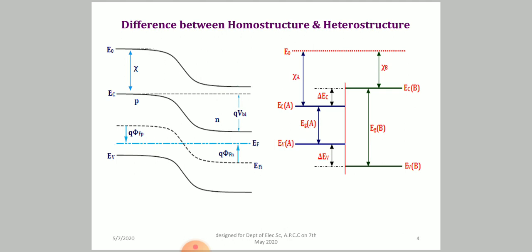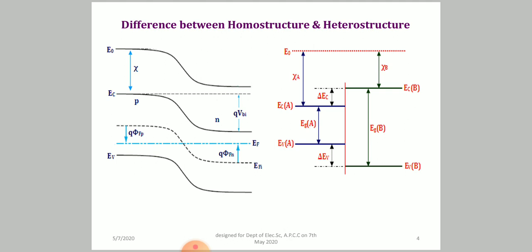Now compare the two diagrams. In the previous case, you are bending the vacuum level. In this case, you are keeping the vacuum level constant. And there is no requirement of Fermi level because Fermi continuity is not at all required in our calculation. We will make calculations with respect to vacuum level. So that will be our starting point. I think the difference between homojunction and heterojunction is very clear to all.